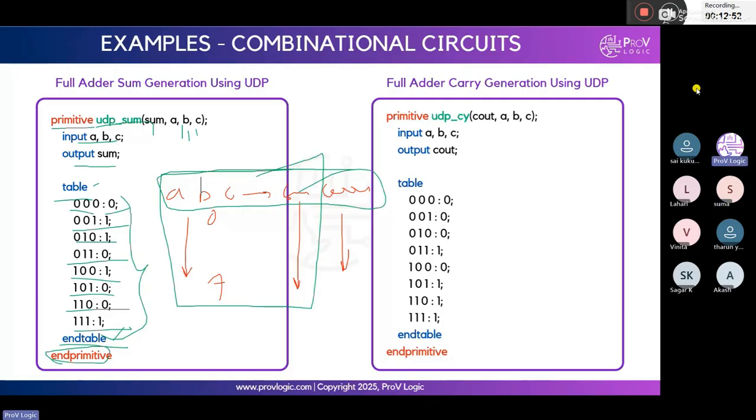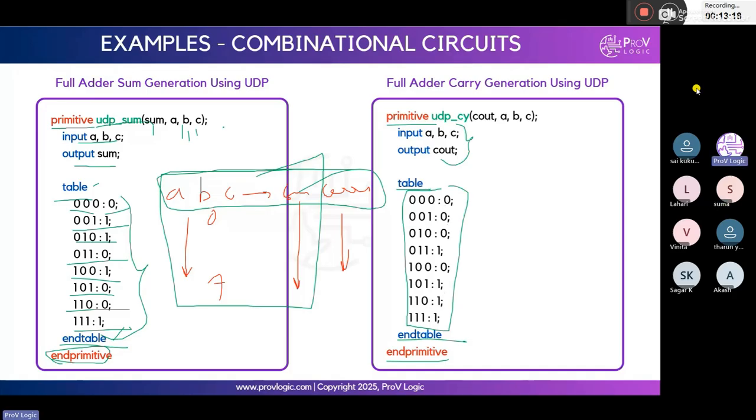So this is for sum. Like that, in the same way, carry. Primitive and primitive. Inputs and outputs we need to declare. Output we need to declare, not outputs. Table and table. Okay. Within the table and table, whatever the output of carry is there, the input and output of carry, those outputs we need to mention here.